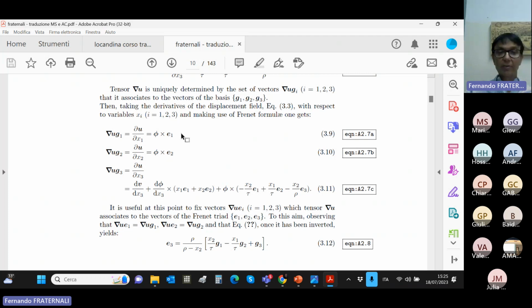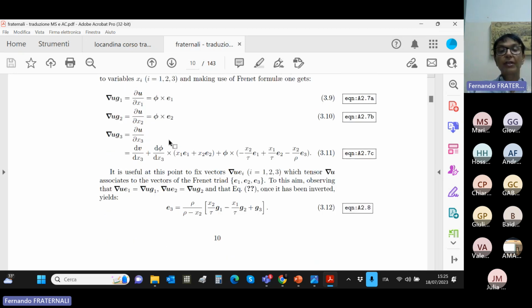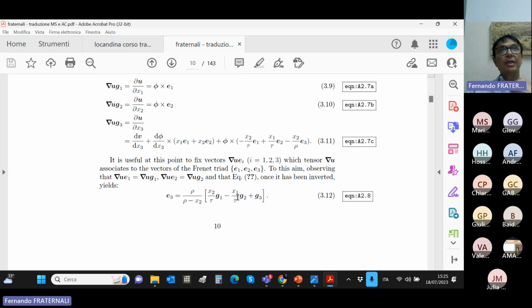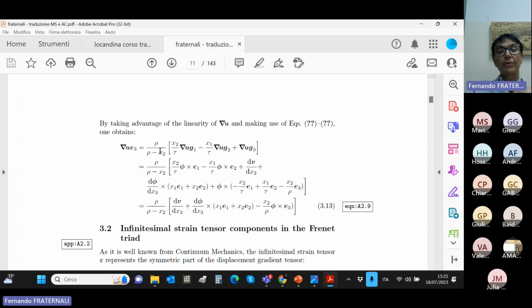While for the third one, from this equation that defines G3, we can basically invert it and obtain E3 as a function of G3, and this is what has been done here. And now we can compute the gradient of U applied to E3, obtaining this formula.